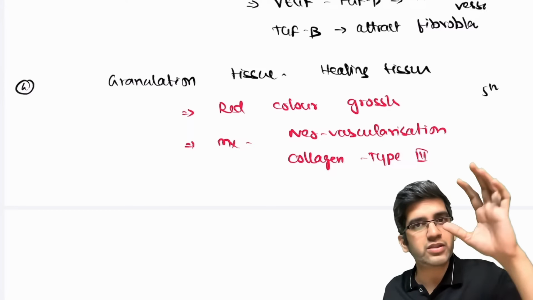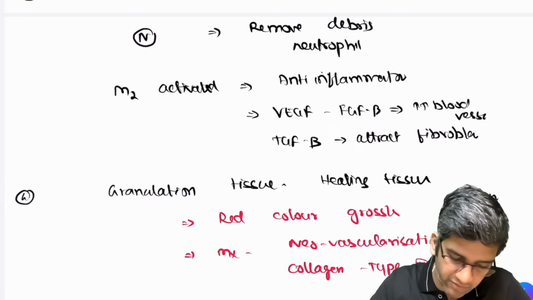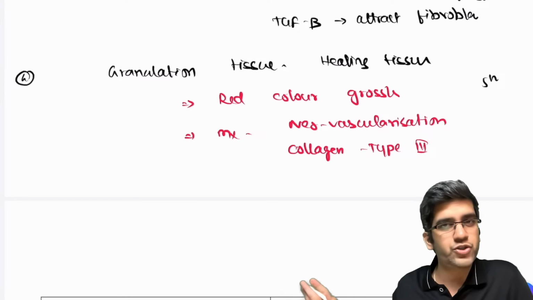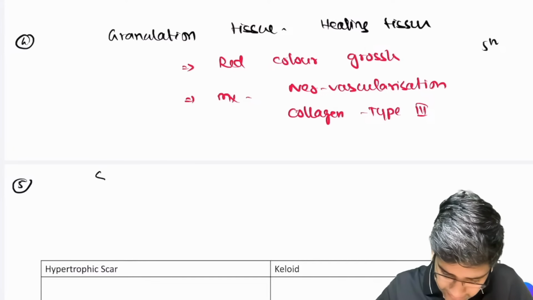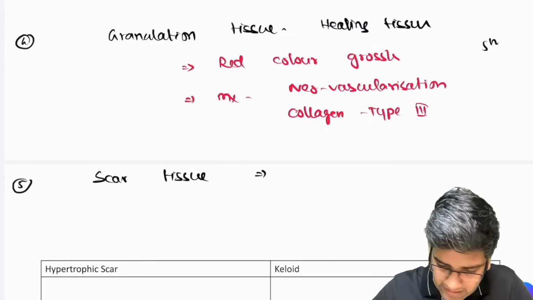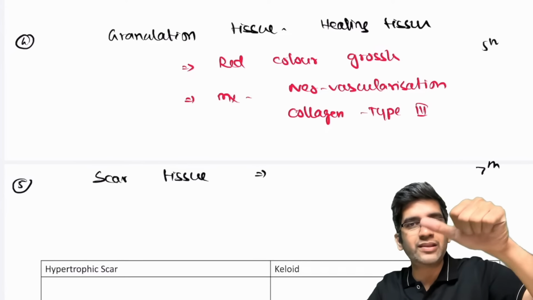Third day is the maximum timeline for macrophages. We'll keep it as third day is the maximum time for macrophages, plus or minus 1. Fifth day is for your granulation tissue, plus or minus 1. Fine. Next, last but not the least, is scar tissue. Scar tissue is around 7th day. It's easy to remember: immediate, 1, 3, 5, 7.